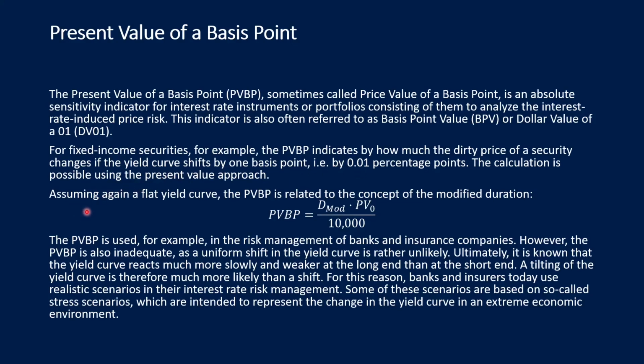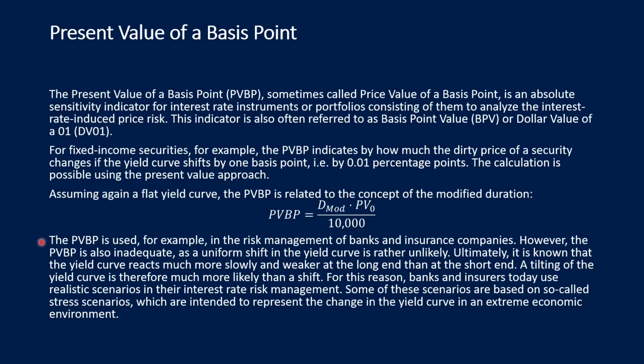Assuming again a flat yield curve, the present value of a basis point is related to the concept of the modified duration. The present value of a basis point then is the modified duration times the present value divided by 10,000. The present value of a basis point is used, for example, in the risk management of banks and insurance companies. However, the present value of a basis point is also inadequate, as a uniform shift of the yield curve is rather unlikely.